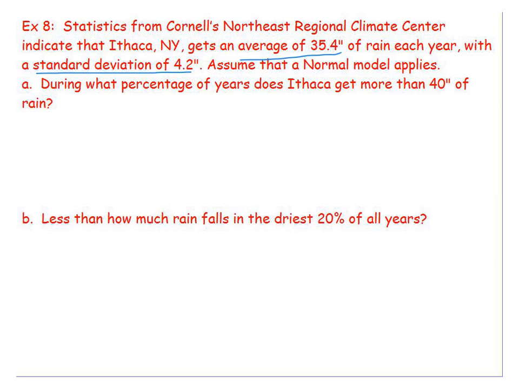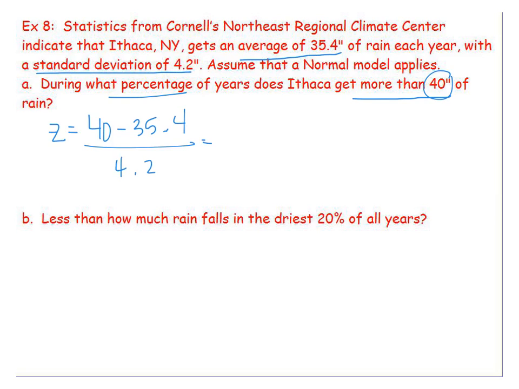So, basic z-score question. During what percentage of the years did Ithaca get more than 40 inches of rain? This is a basic normal model z-score problem. So, obviously, when we calculate z-scores, it's always the x value, which in this case is your 40 inches, minus the mean, which is 35.4, divided by the standard deviation of 4.2. We've done this before, not a big deal. Round to 2 decimals, you get 1.10.